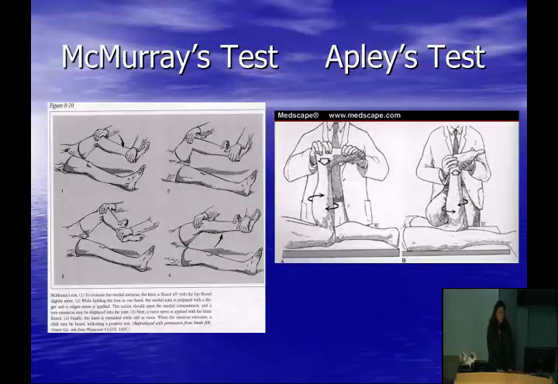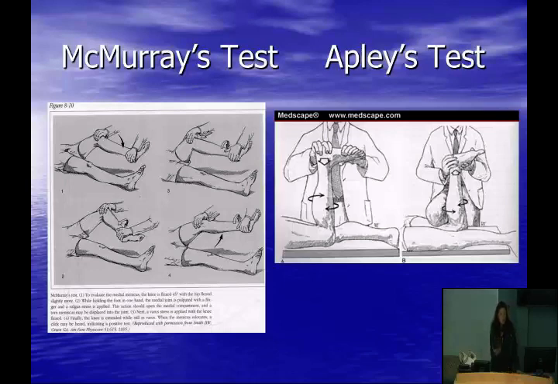So these are two pictures depicting the McMurray's test and the Apley's test. So in the McMurray's test, you're going to do a valgus stress. Sorry, this is a varus stress. A varus stress, so you're closing down on the medial meniscus and you're rotating around on it.